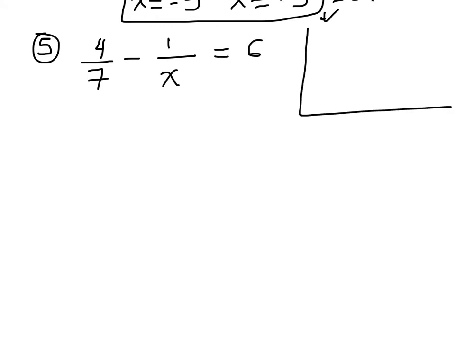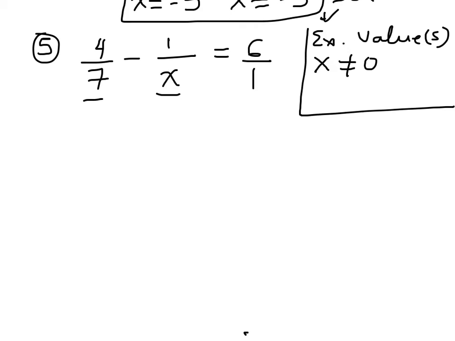The first thing we want to do is find the excluded values. In this case, look at the first denominator, which is 7. 7 can never equal 0, so we don't worry about it. The second denominator is x. We want to make sure x cannot equal 0. The 6 is divided by 1. 1 can never be equal to 0.